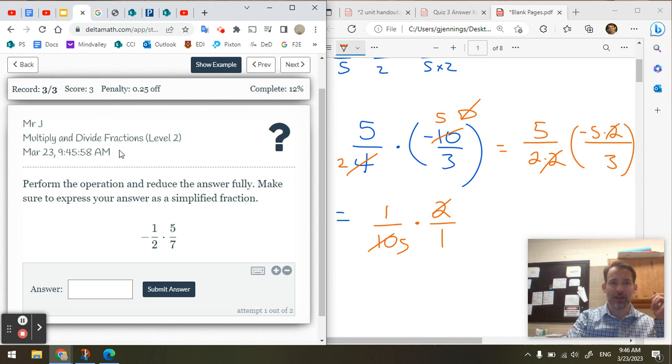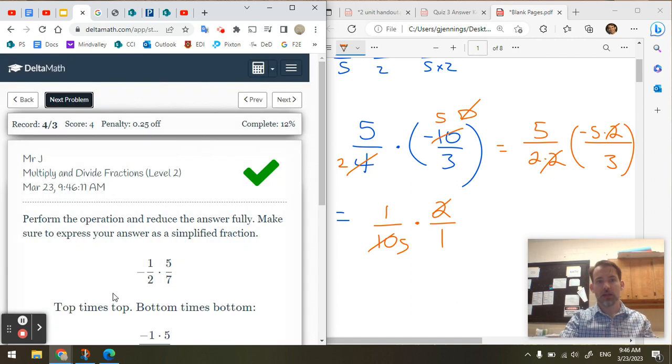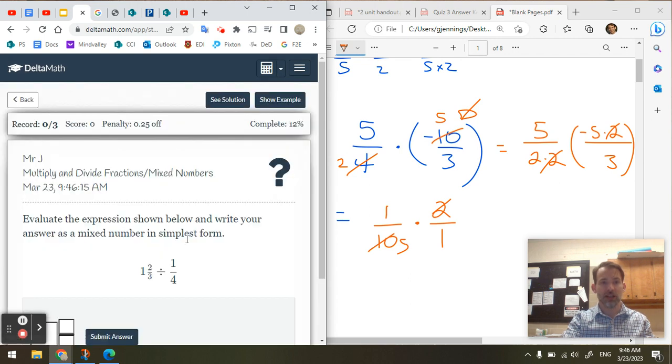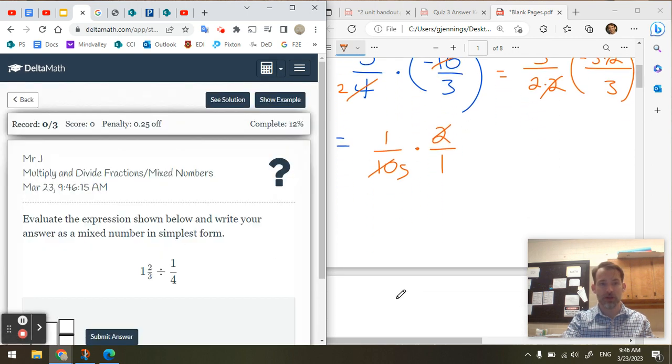Hooray! I got the points for that one, so great. This one, just for fun, would be -5/14. Cool, yay! All right, go back. Let's get the next one: multiplying and dividing fractions and mixed numbers.